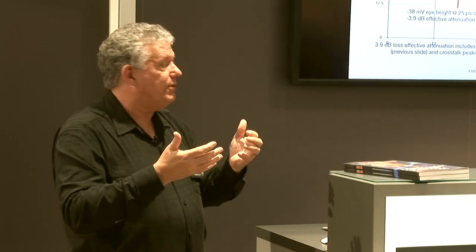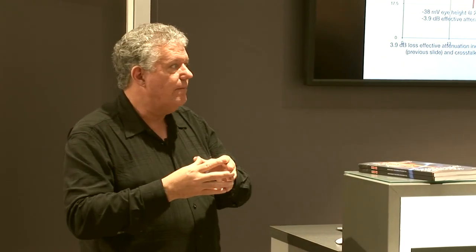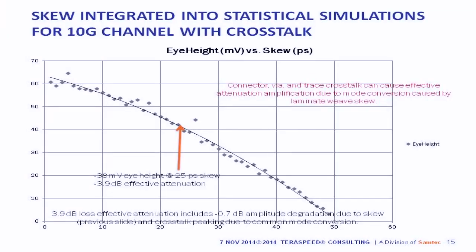So at 10 gigabits per second, this is important. At 28 gigabits per second, where we're starting to design systems today, it's absolutely crucial to know the materials and control that skew.